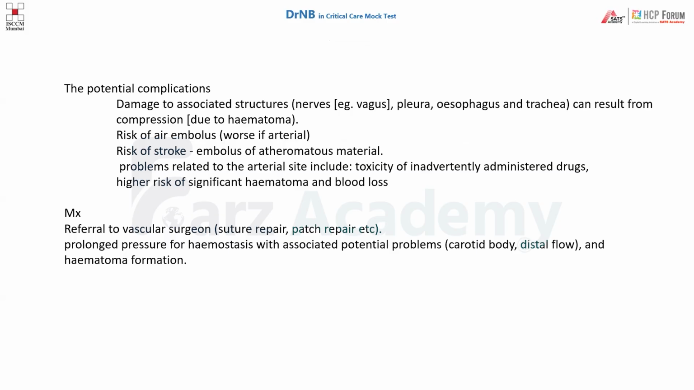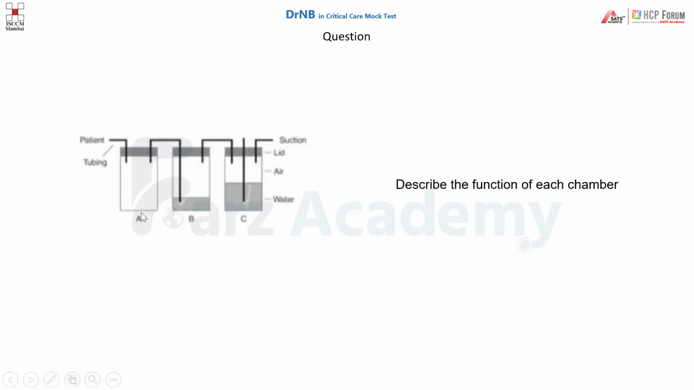bleeding. So as we see, the potential complications related to this could be injury to the nerve, there could be pleural collection, esophageal injury, or there may be injury to the trachea resulting from the compression effect of that hematoma. There could be a risk of embolism and stroke, as we all said correctly. So, moving on to the next slide, please.